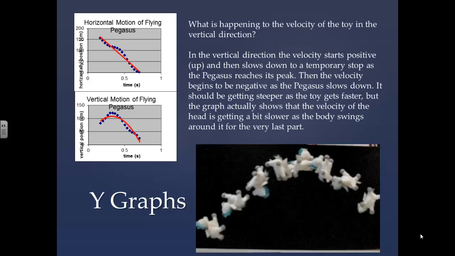In the vertical direction, the velocity starts positive, going up, and then slows down to a temporary stop as the Pegasus reaches its peak. Then the velocity begins to be negative as the Pegasus speeds up going down. It should be getting steeper as the toy gets faster, but the graph actually shows that the velocity of the head is getting a bit slower as the body swings around it for the very last part.